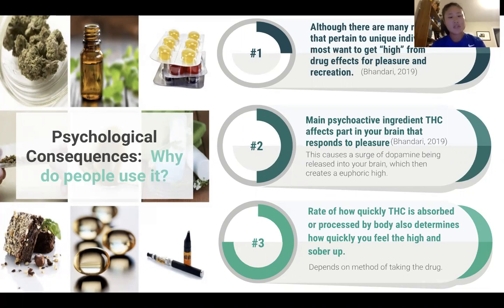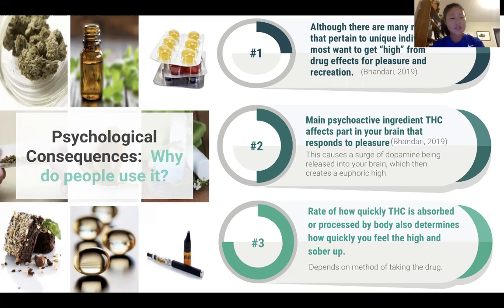And what's unique about this drug is that you can ingest it in many different ways. You can smoke it, vape it, drink it, or even eat it. And the main psychoactive agent in this drug is THC, which stimulates the part of your brain that responds to pleasure, such as food or sex. And this unleashes a chemical called dopamine. And because of this chemical release, it gives you a euphoric, relaxed feeling.